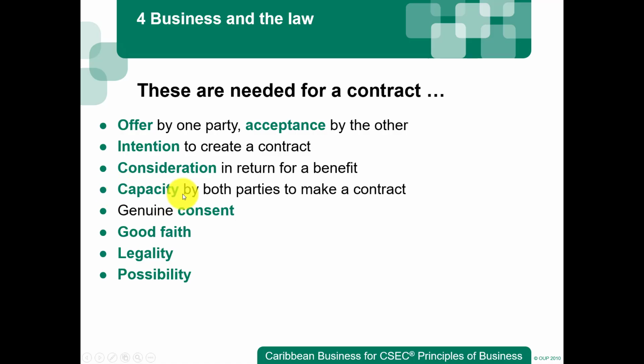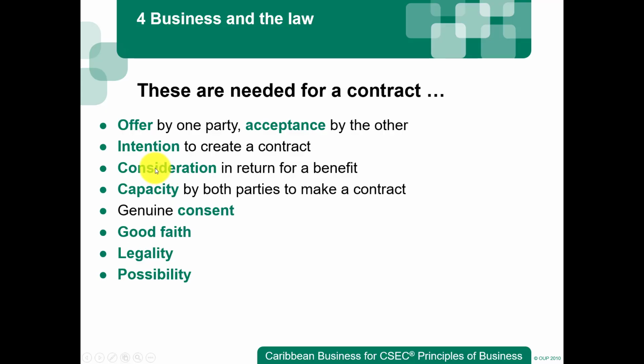What is capacity as it relates to a contract? Capacity means that you have the ability to enter a contract. You have the mental faculties to enter a contract. You can think clearly enough to enter a contract. So you're talking about your ability within your mind to know, okay, I'm about to enter a contract. This is a contract. You need to understand that it's a contract you're about to make.